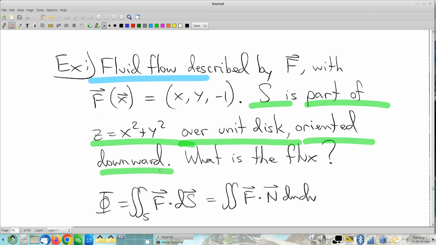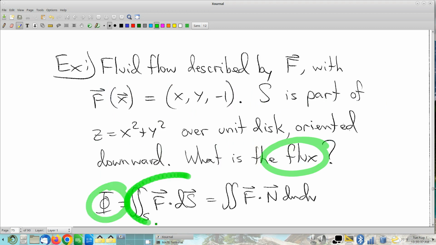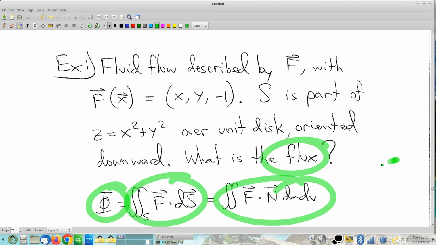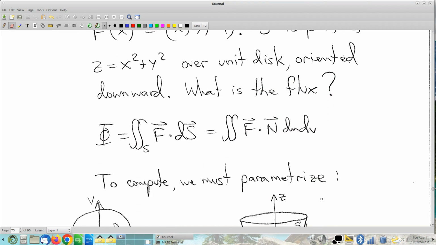As you might expect, the question here is to compute the flux. And before we do anything, here are our formulas for flux, and we're going to be focusing on this one right here. We're going to parameterize, we're going to pull back through the parameterization, plug and chug, just like we got through talking about. Okay. All right, so here we go. Let's parameterize.